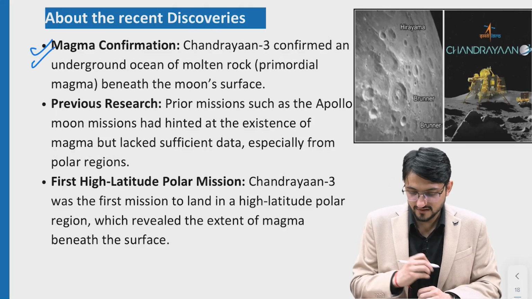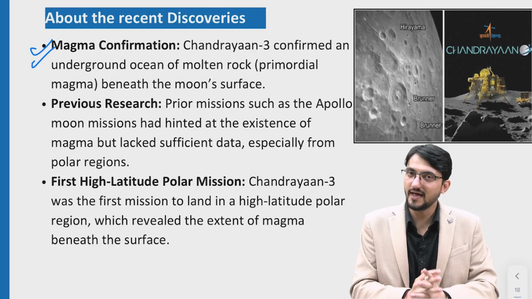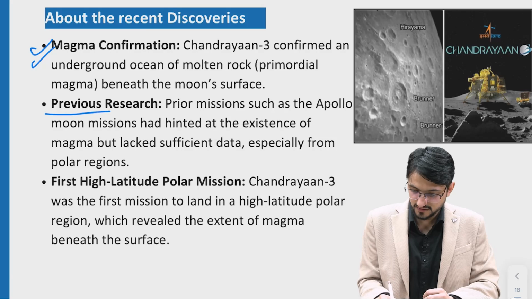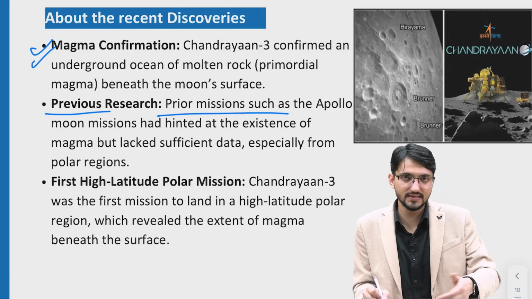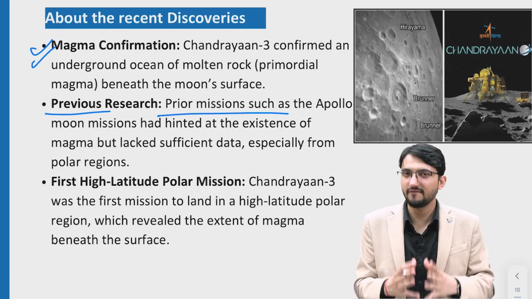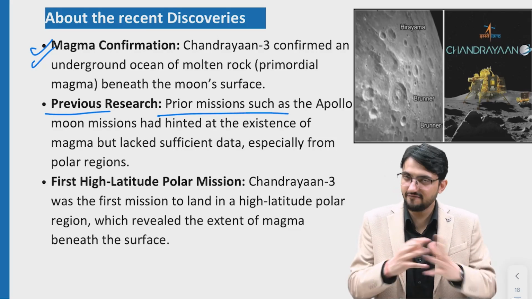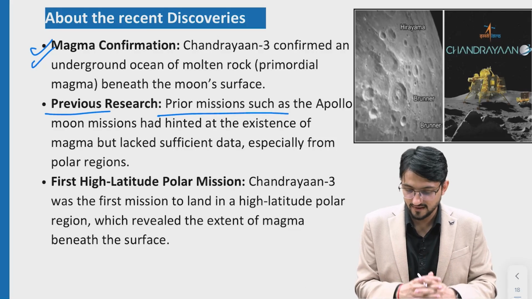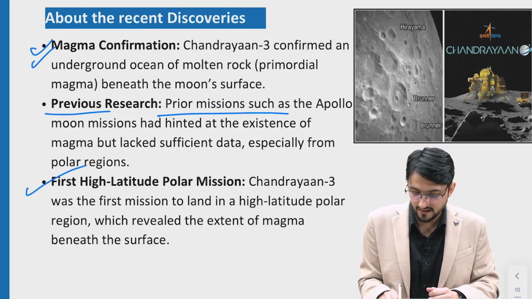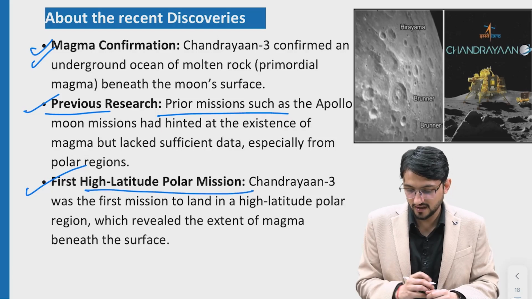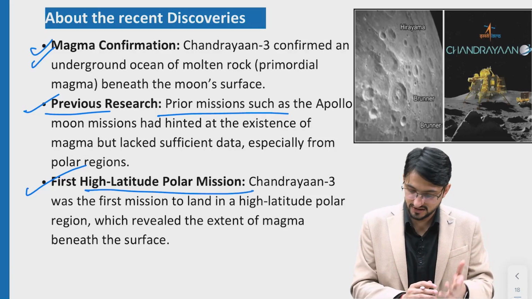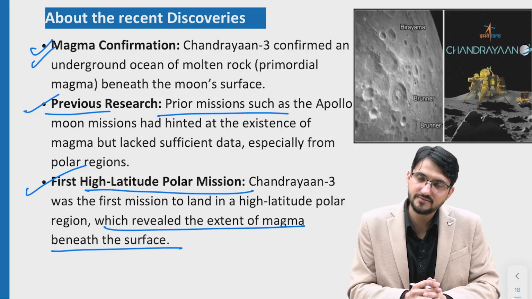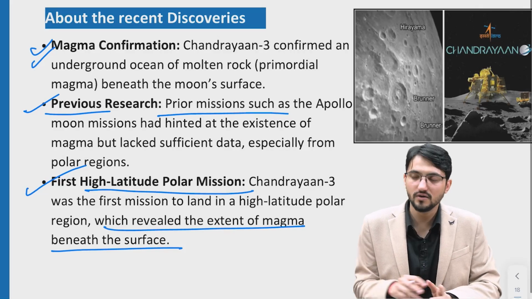First of all, it has confirmed that the Moon has liquid magma, just like Earth. This was predicted by the Apollo missions, but they did not have enough data. Chandrayaan-3 has produced enough data to confirm that yes, we have molten rock on the Moon surface, or beneath the Moon surface, and it was the first high latitude polar mission. That was an achievement, and this extent of magma has been discovered because of this high latitude polar mission.